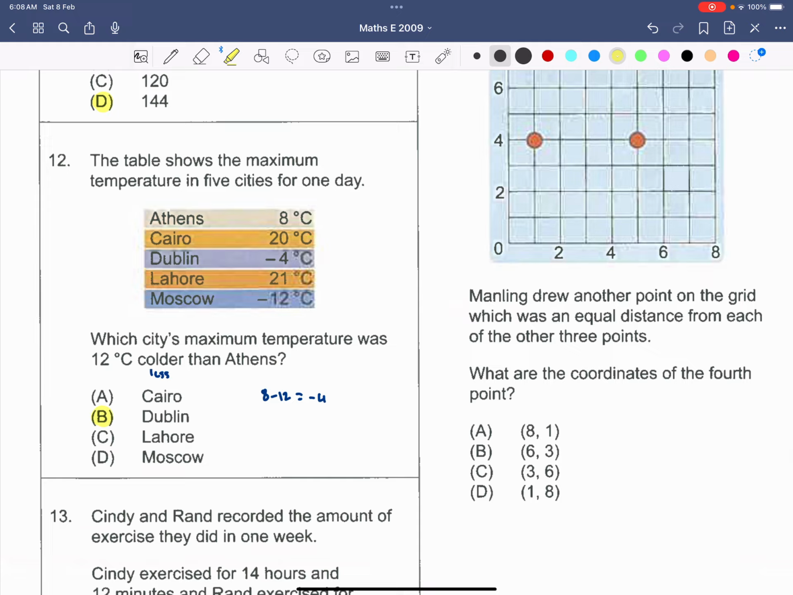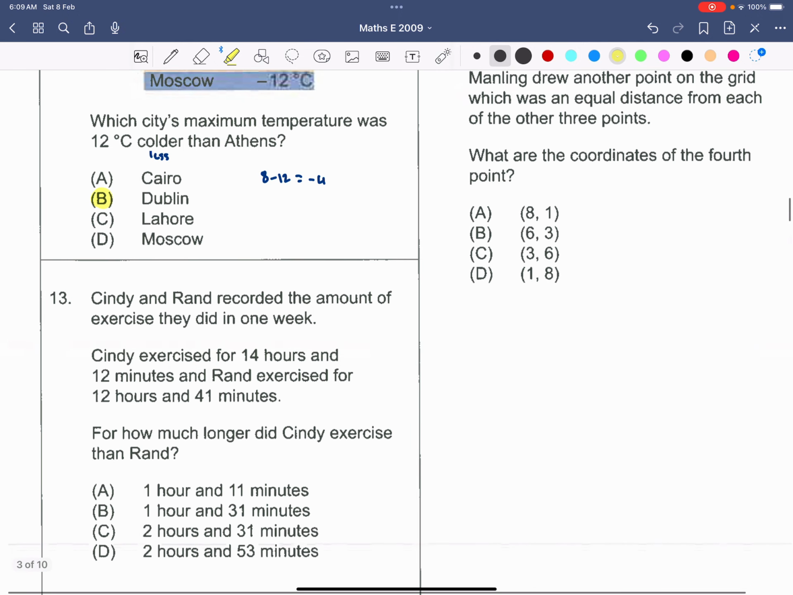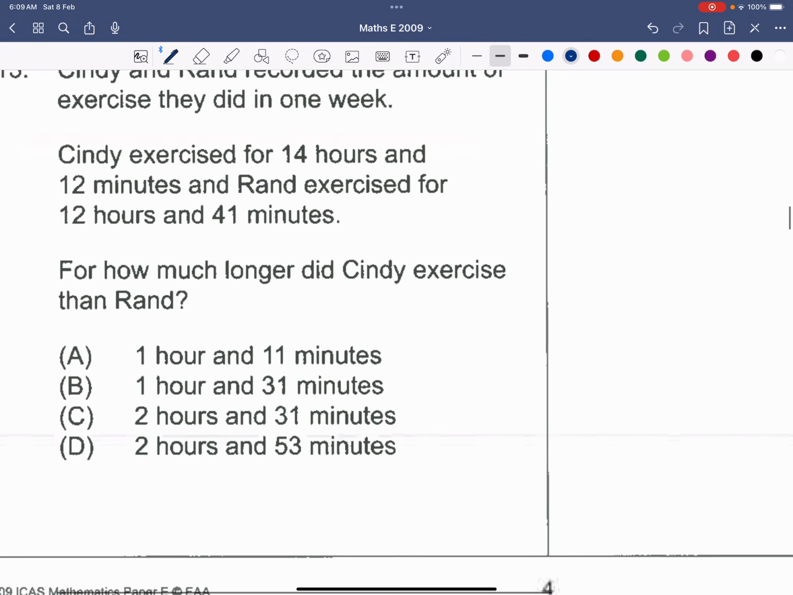All right, 13. Cindy and Rand recorded the amount of exercise they did in 1 week. Cindy exercised for 14 hours and 12 minutes. Rand exercised for 12 hours and 41 minutes. How much more did Cindy do? So this is a case of subtraction, but it's a different kind of subtraction.